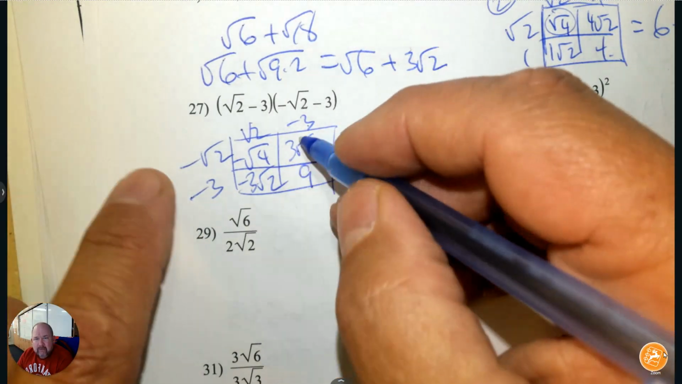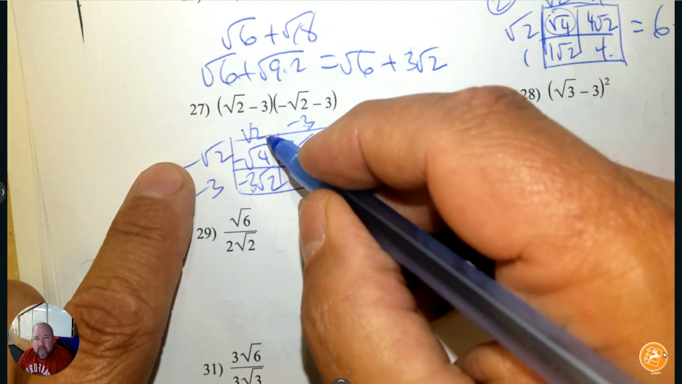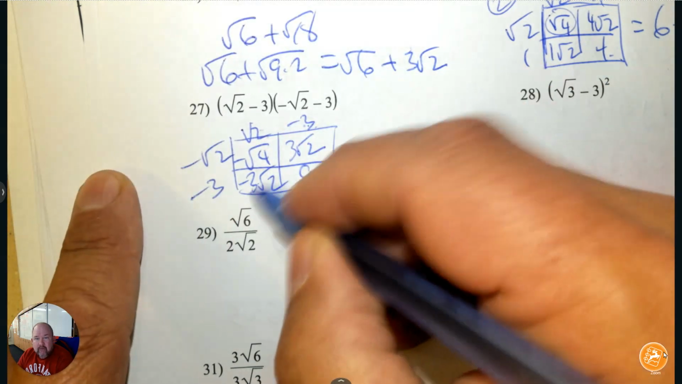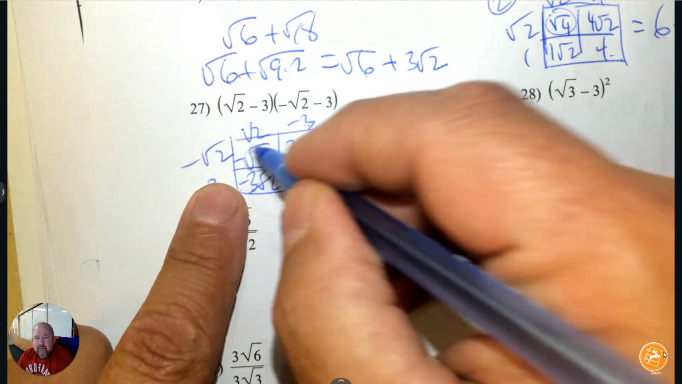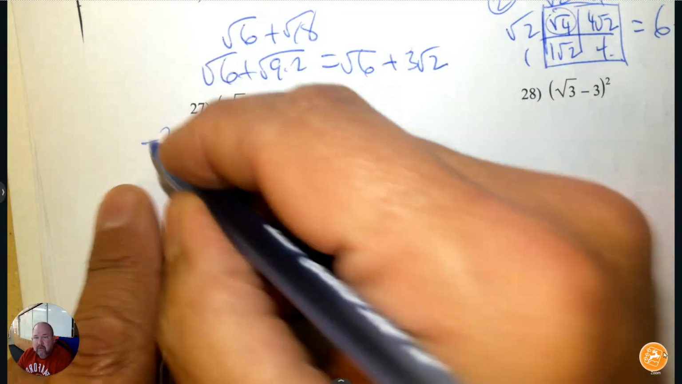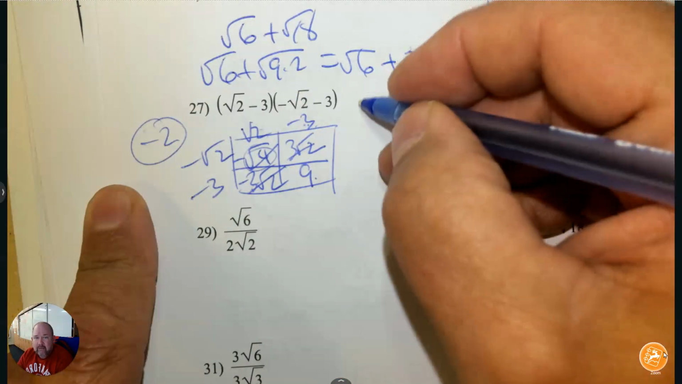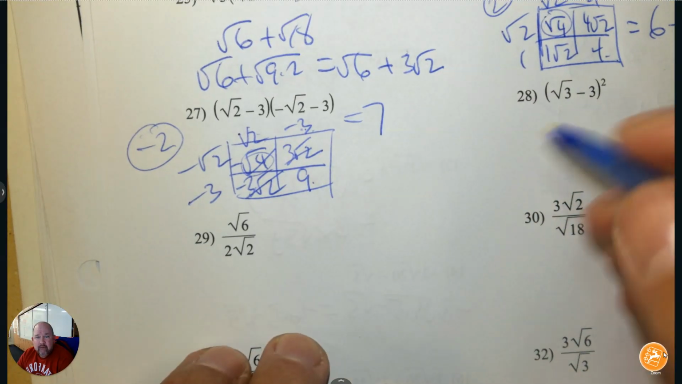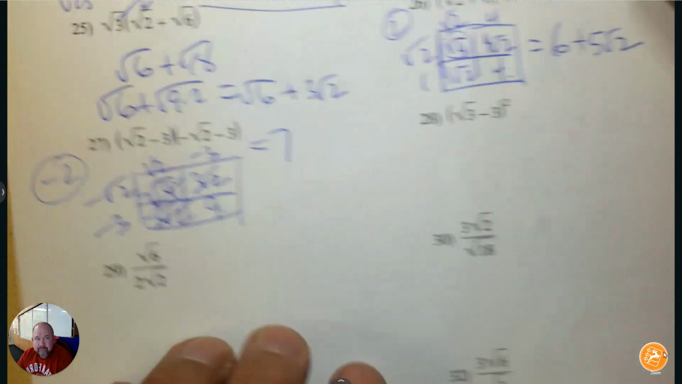So recognize these. Did I set up right? All right, these are going to cross out. This is just negative 2. So I'm going to write it as negative 2 plus 9, so the answer is 7. The square roots cross out.